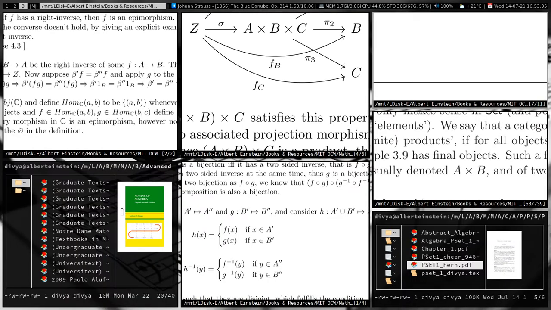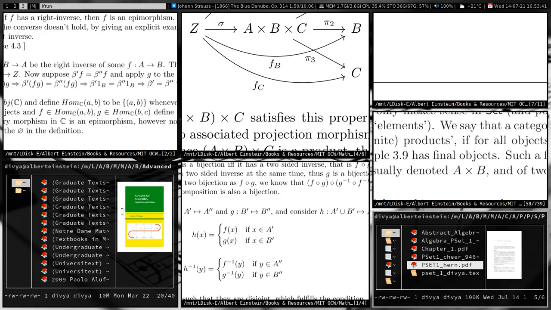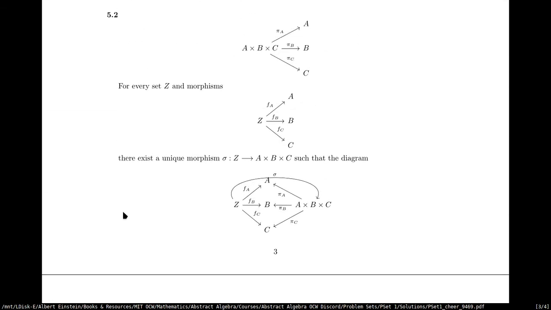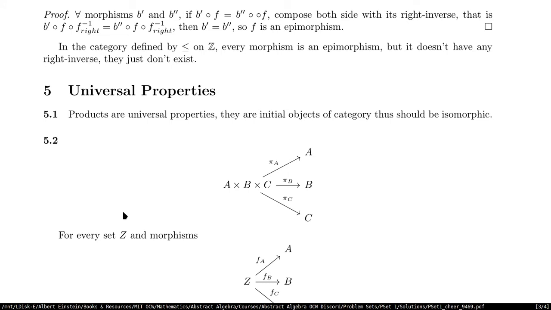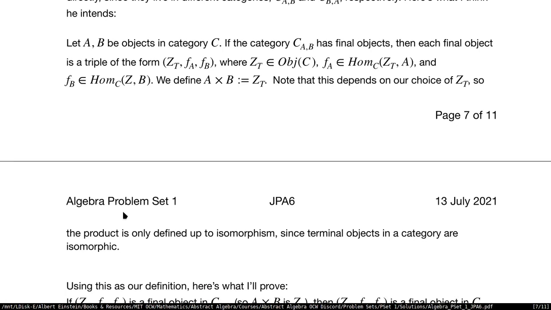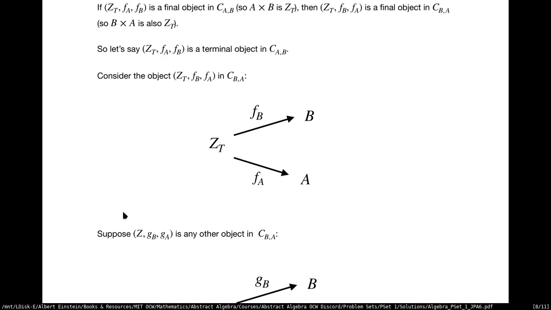So 8. Is it clear? Let's see. Wait, we also had Cheers's solution, right? He also says it in one line, that products are universal properties, they're final objects of a category, thus they should be isomorphic. But JPA explained it using a bit of generality, and that's pretty good. It does make sense.